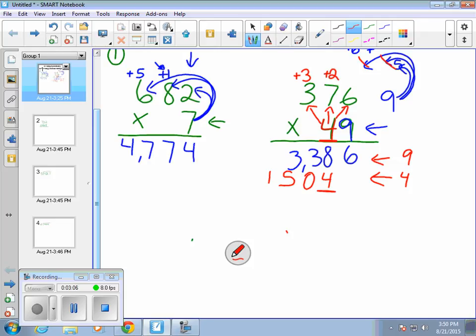Since I have these two different rows, we're going to put them together using addition. There's nothing in this place value to add to the 6, so it's going to stay as a 6. Then 8 plus 4 gives me 12, and I'm carrying the 1. 1 plus 3 plus 0 gives me 4. 3 plus 5 gives me 8. And there's nothing to add to this 1, so it's going to stay a 1. 18,426.